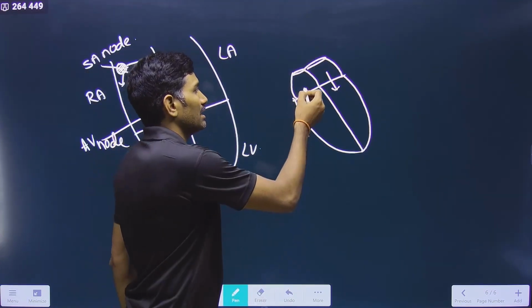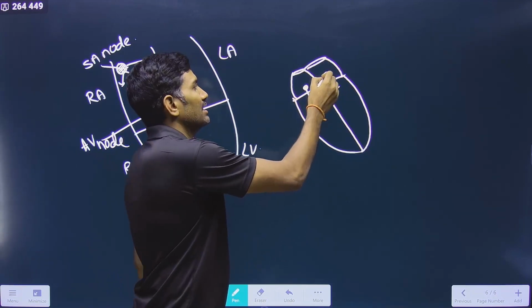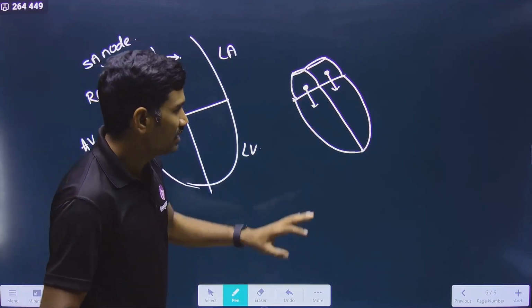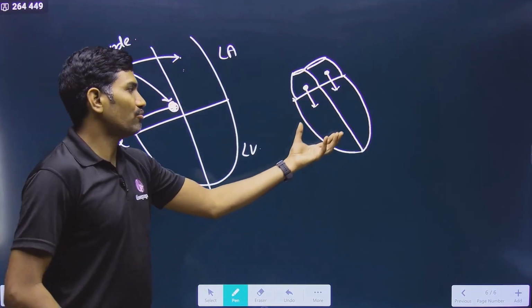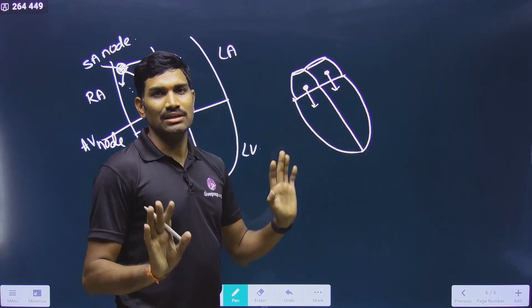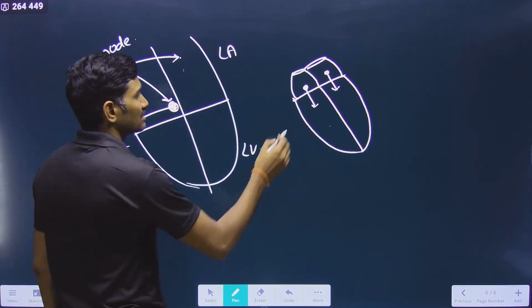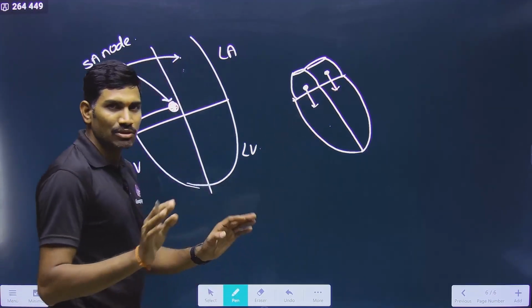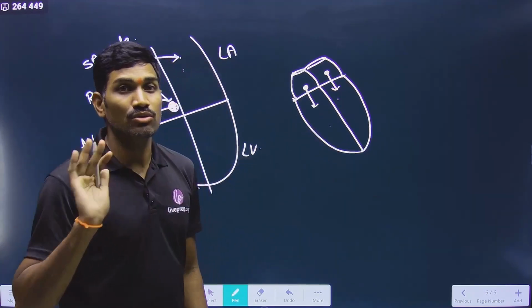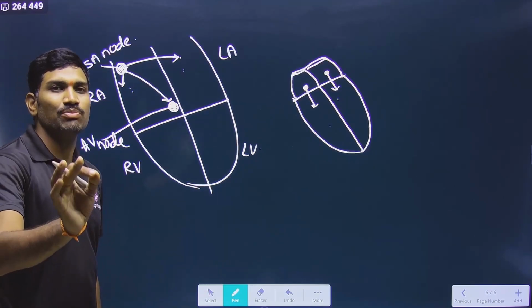During atrial systole, what happens? Deoxygenated blood from the right atrium will go into the right ventricle. Oxygenated blood from the left atrium will go into the left ventricle. This is what is happening, and in this way forced filling will occur within the ventricle. Once it is force filled, the tricuspid and bicuspid valves are open because blood has to flow, but the semilunar valves should be closed. This is what we are studying for atrial systole, and its duration is 0.1 second.